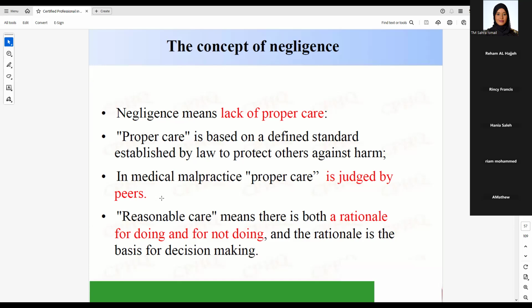Remember, we said sometimes, especially in medical malpractice organizations, when you talk about proper care, you focus on who can judge, or the appreciative aspect of quality, where you need somebody with the same background, with the same level of experience to appreciate the level of care they provided. Reasonable care means there is both a rationale for doing or not doing something, and the rationale is the basis for decision making.